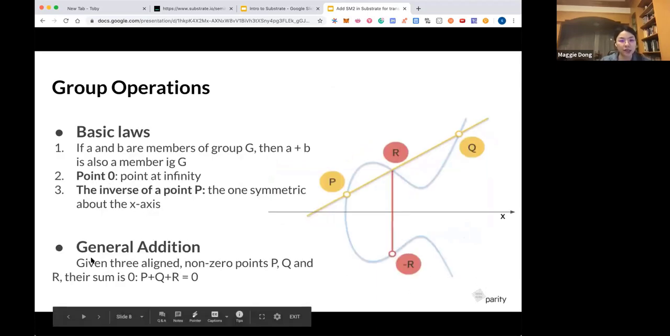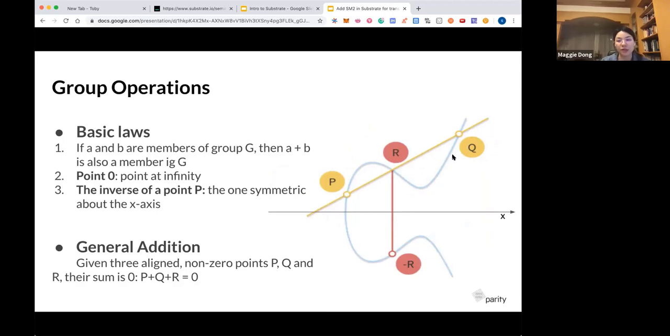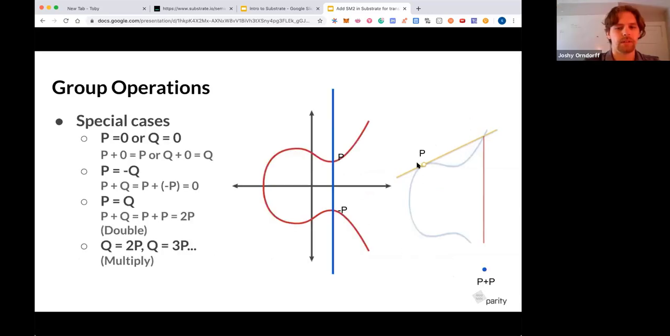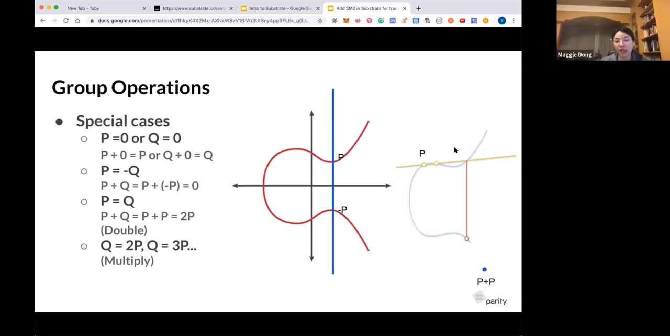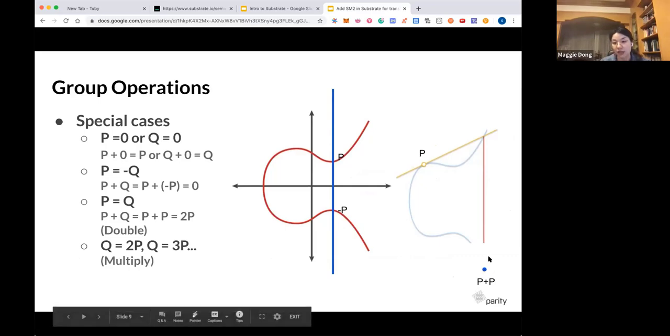Because you can see the general addition definition, giving the three aligned points: P plus R plus Q equals zero, right? So in this situation, it would be P plus P plus, maybe call this, R equals zero. So P plus P equals minus R, and minus R is 2P.